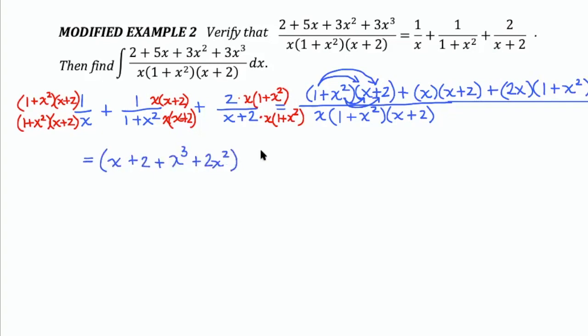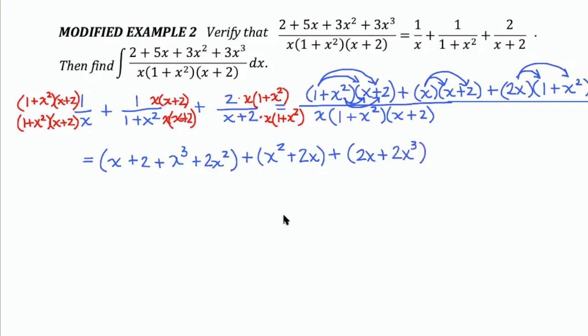So that's just the first component of the numerator multiplied out. Now I use the distributive property on the middle to get x squared plus 2x. And then for the last part, I need to multiply 2x times 1 and 2x times x squared, giving me 2x plus 2x cubed.